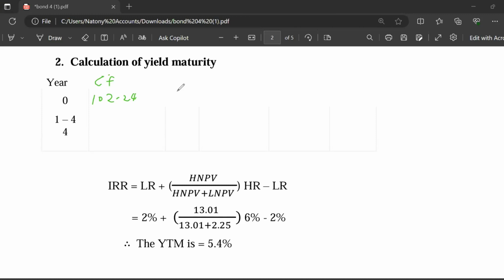Year one to year four, what will be the cash flow? The company or the investor will receive interest of 6 naira every year. That means the company will be paying 6 naira annually, year one to year four. What will be the cash flow in the final year? The cash flow in the final year will be the redemption value of 100. So investors will receive 6 naira year one, year two, year three, year four, and at the end of the duration, the investor will receive 100 naira. So these are the cash flows.